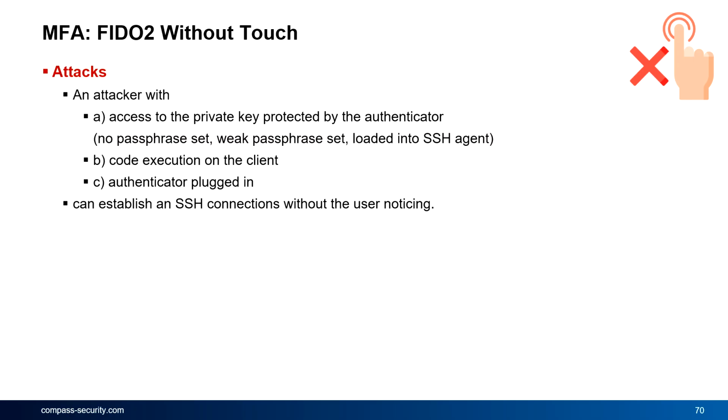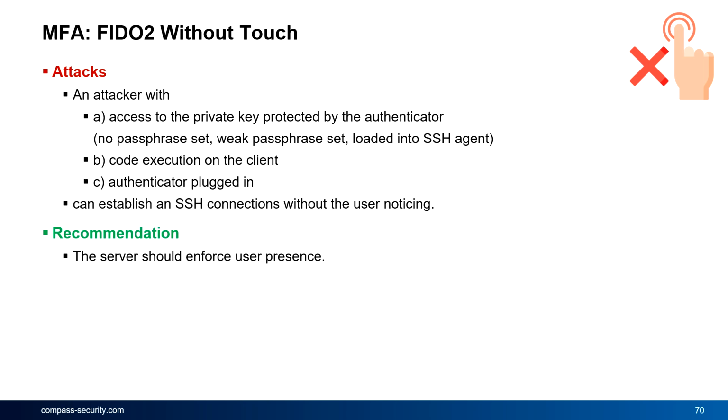If now an attacker has access to the private key, which is protected by the authenticator, either because you have no passphrase set or a weak passphrase set, or the key is loaded into an SSH agent, and the attacker can execute code on your client, and the authenticator is plugged in, the attacker has all the required information to establish an SSH connection and perform a login without the victim noticing anything.